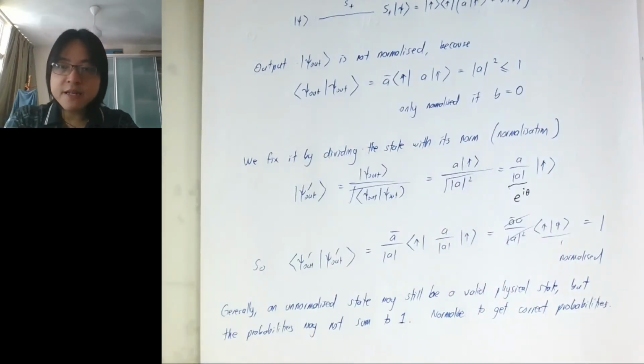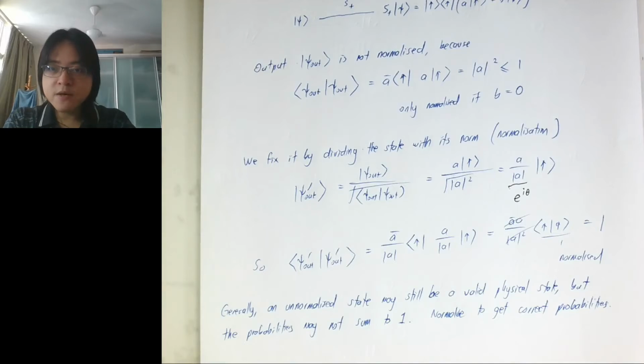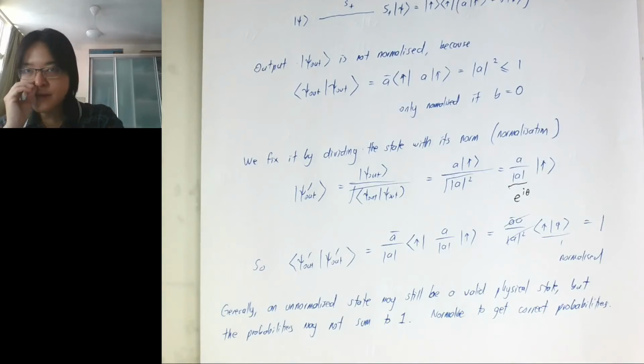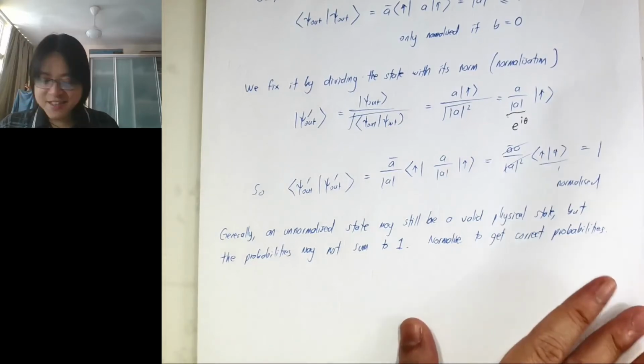So if A up equals 1, then it's already normalized. Okay, so we were talking about the same thing. So yes.